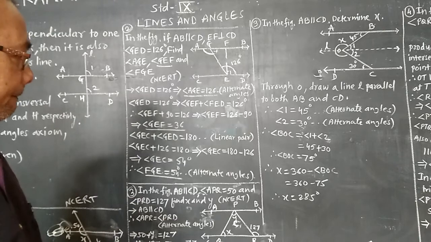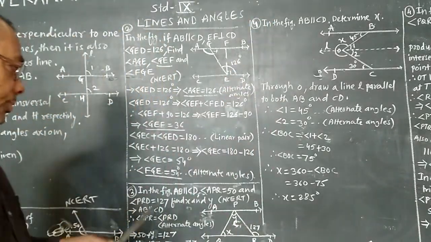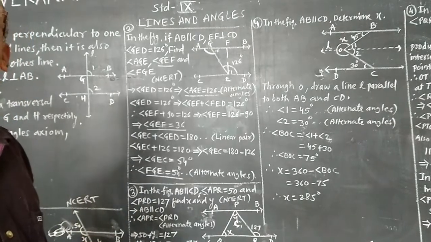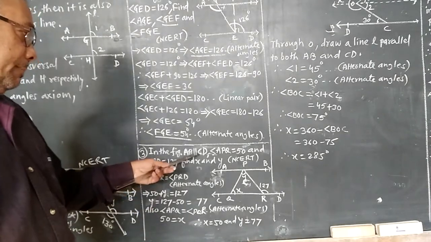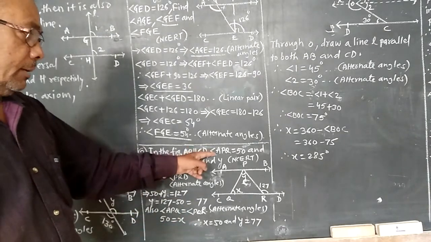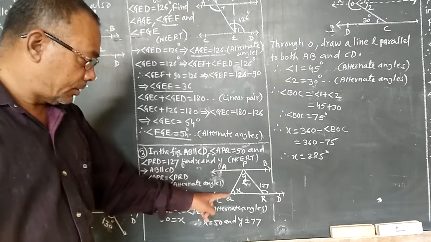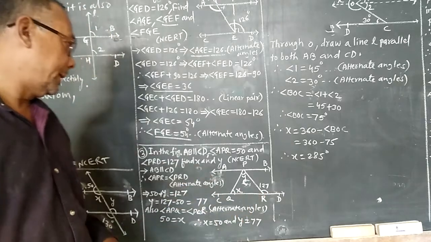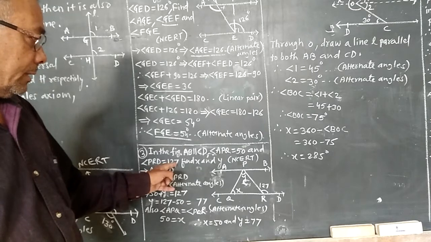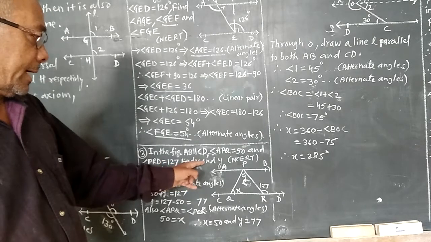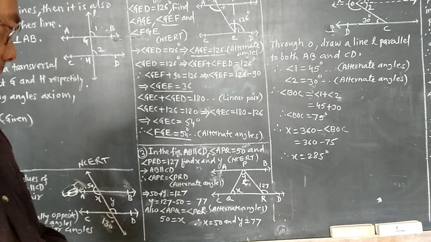Now we will find the next question. It is given that in the figure AB parallel CD, angle PQR is equal to 50 degrees. Here angle PQR 50 degrees and angle PRD is equal to 127. Find X and Y, and this is also an NCERT question.